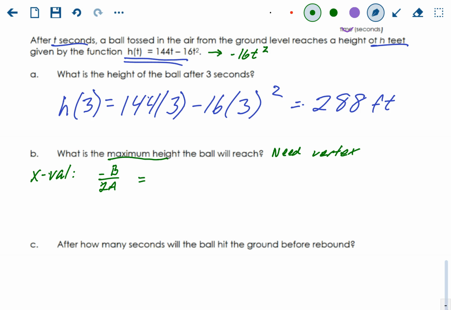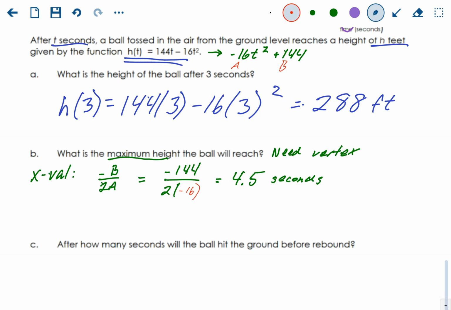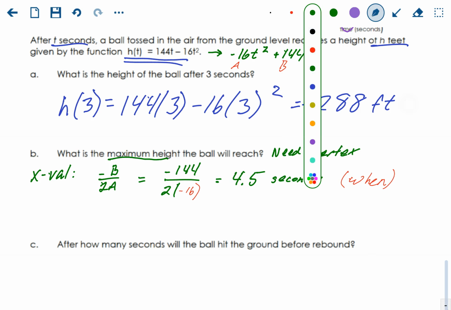Now this equation is not in standard form, so you could rewrite it in standard form, or you could just remember a is always going to be in front of the squared value, b is always going to be in front of the linear value. So in this case, a is negative 16 and b is 144. There should be a t up top. Plug that into the formula, and you get 4.5. This is an x value, it's in seconds. So after 4.5 seconds, that's going to be the x value of the vertex.